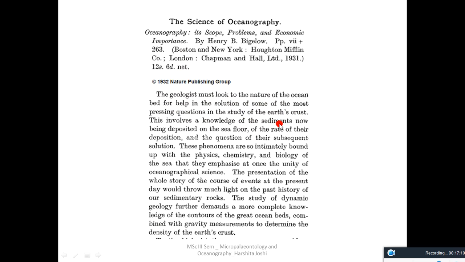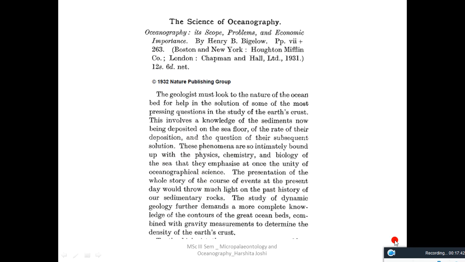This involves the knowledge of the sediments now being deposited on the seafloor, of the rate of their deposition, and the question of the subsequent solution, which we discussed just before this slide. So these phenomena are so intimately bound up with physics, chemistry, and biology of the sea, that they emphasize at once the unity of oceanographical sciences. That means you need to understand physics, chemistry, biology, and geology overall when you are studying oceanography.